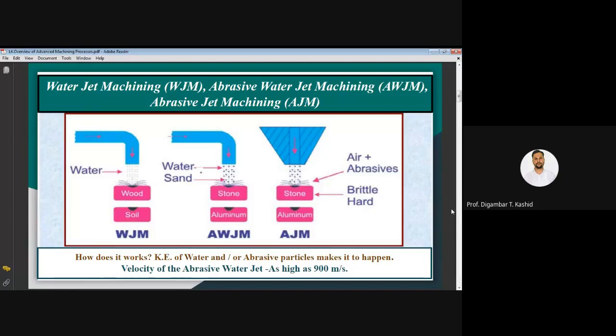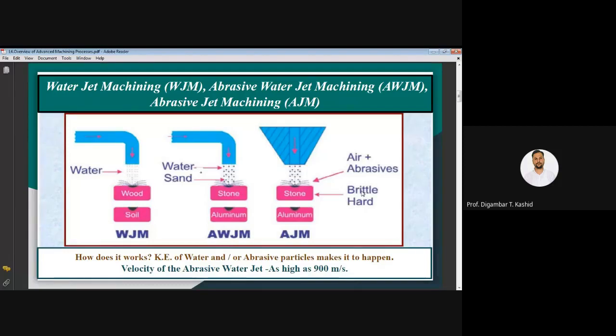So how is the material going to be removed? Using the erosion action. If you strike that continuous water stream on the workpiece, then after some period of time the material will be removed, and it will be removed in the form of craters. So this is the principle behind abrasive water jet machining and water jet machining.